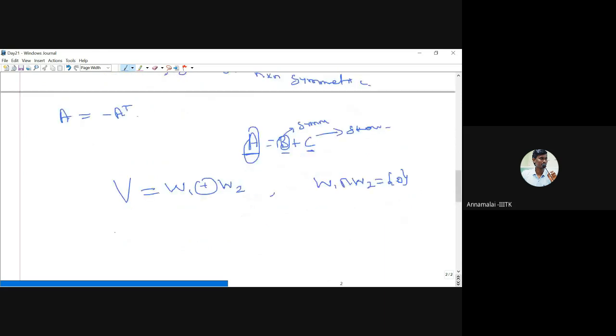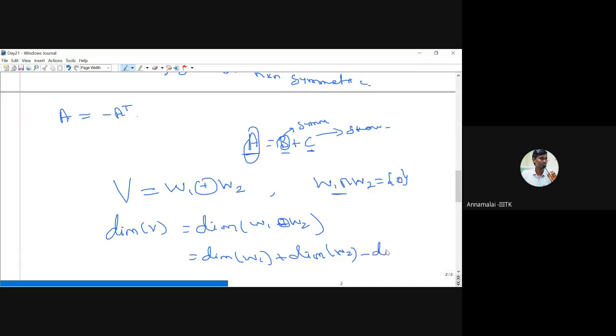Now, what is the dimension of V? It is nothing but the dimension of W1 plus W2. Since it's not a usual sum, it's a direct sum, the intersection should be 0. Therefore, the dimension of the intersection is 0. Therefore, we can simply write the dimension of W1 plus the dimension of W2. But in the original formula, we know that there is minus the dimension of W1 intersection W2. But W1 intersection W2 is the singleton 0. Therefore, the dimension of singleton 0 is 0. Therefore, this term is 0.